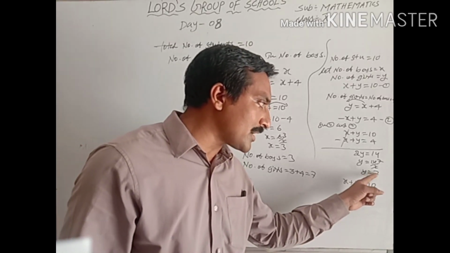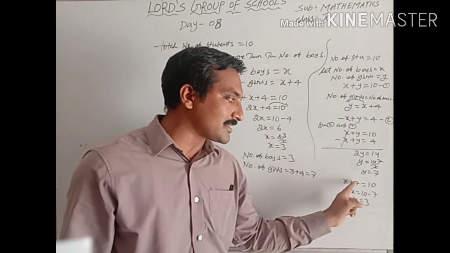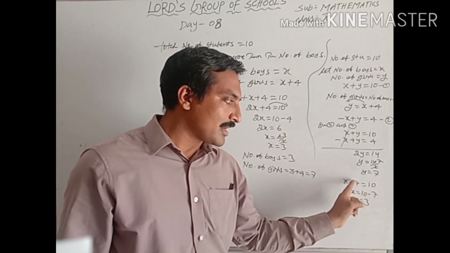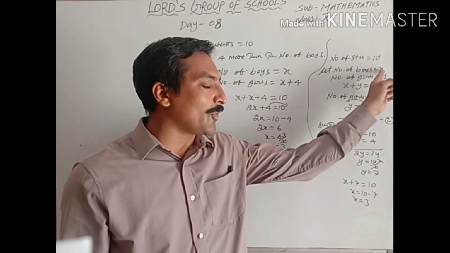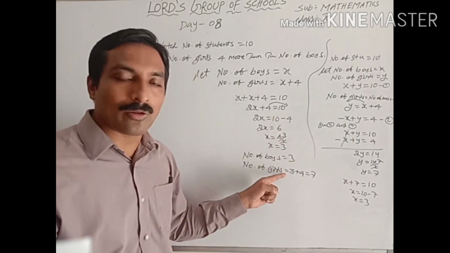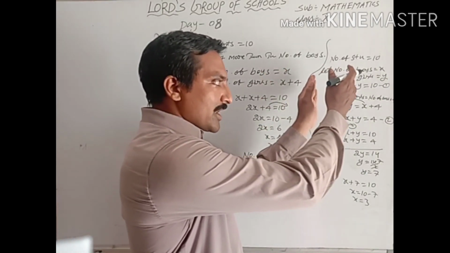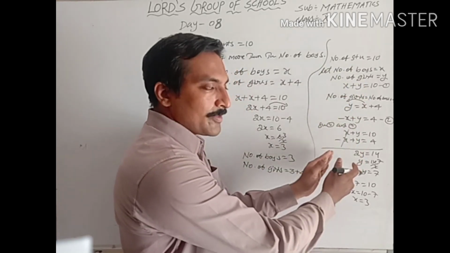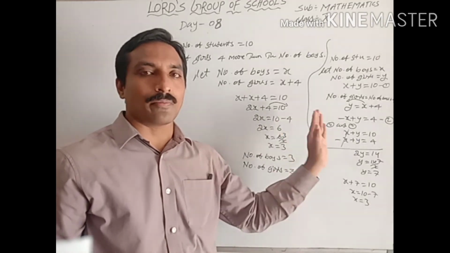That means the y value is found. Substituting this y value in equation 1, x plus 7 is equal to 10, transfer 7 here as minus 7, and the x value is 3. x means the number of boys, 3, and y means the number of girls, 7. You got the same values. If asked, generally you must write the problem as a pair of linear equations in two variables, and you have to follow it like that. In two ways you can complete the problem.